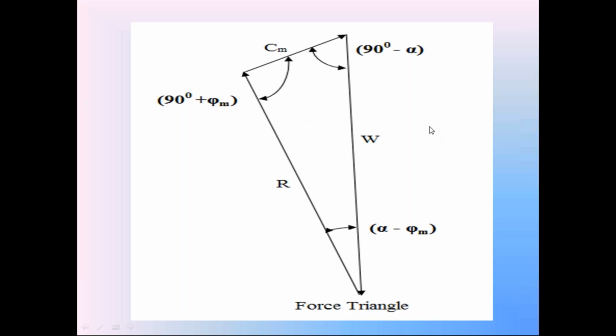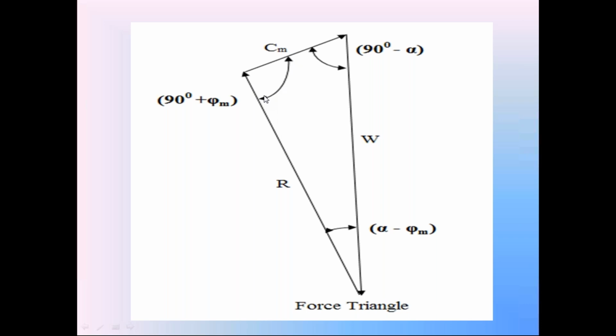This is nothing but the Lami's theorem. This triangle is nothing but the Lami's theorem. So by using this triangle, you can find that this angle is alpha minus phi m between the W and R, between the W and CM this angle is 90 minus alpha, and between the CM and R this angle is 90 plus phi m. So I will explain this force triangle in tomorrow's class.